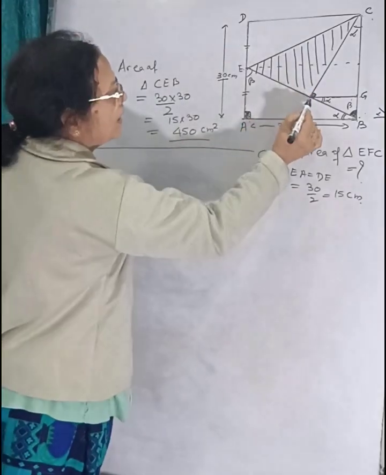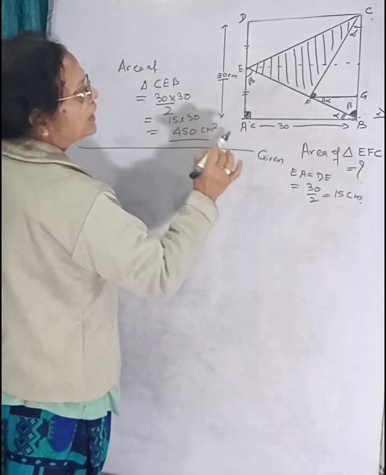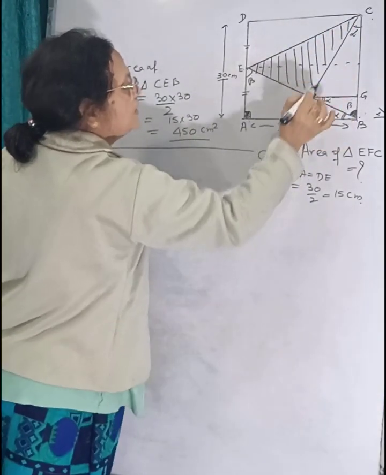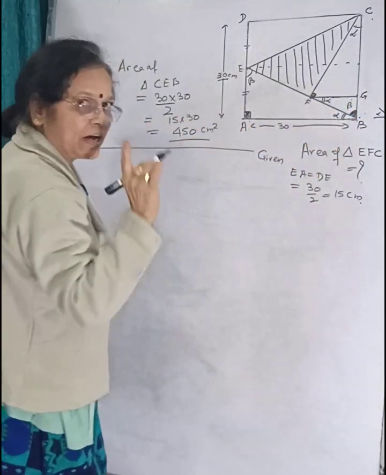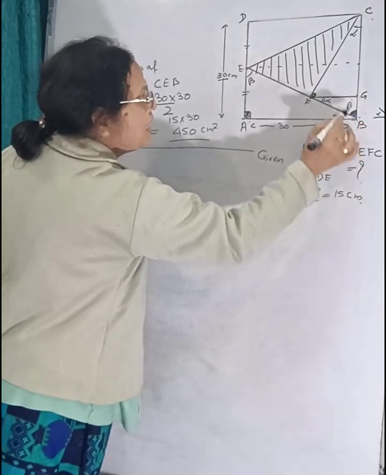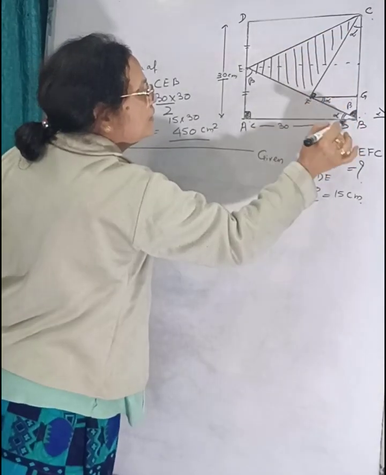Now our task is to find FG. To find FG, note that FG comes in only two triangles, CFG and FGB. We are having FG in only two triangles, that is FGB and CFB.